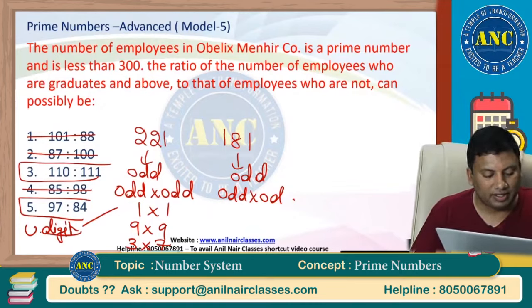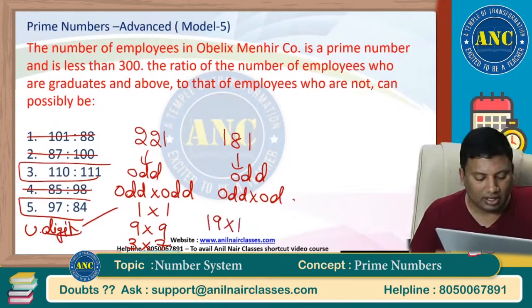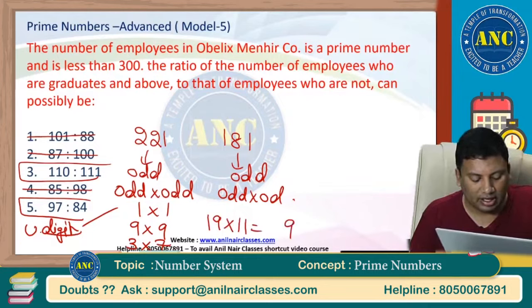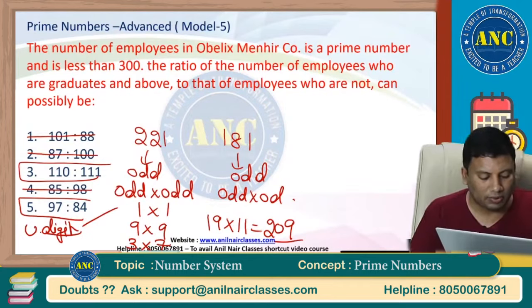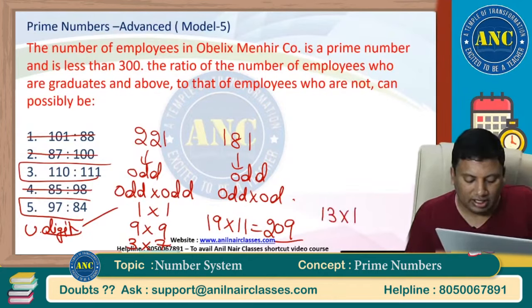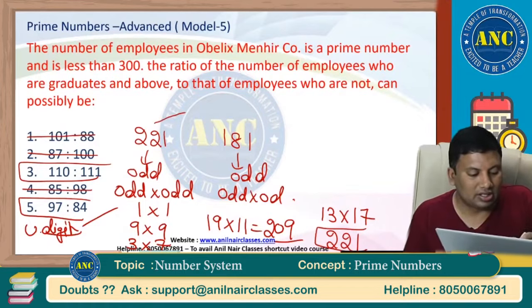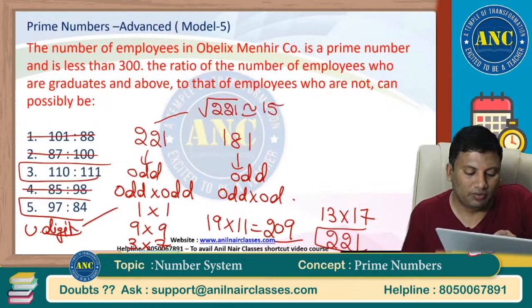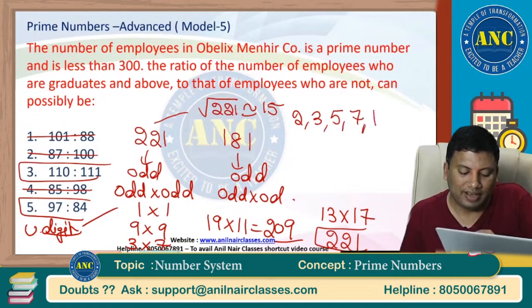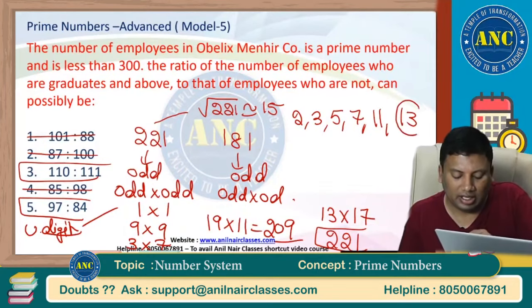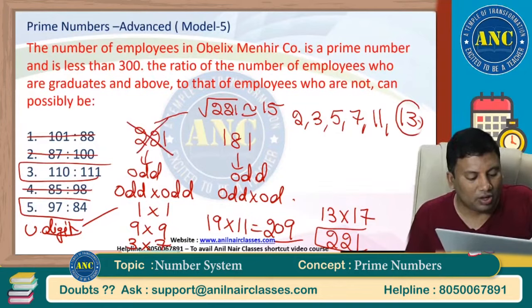Let us take 19 into 11. 11 nines are 99, it is 209, so this is not possible. If I take 13 into 17, 17 threes are 51, it is 221. Oh, it is. So this is root of 221, which is closer to 15. What are all the prime numbers? I think we have not taken 2, 3, 5, 7, 11. 13 we have not taken. That is the reason we got two answer options.